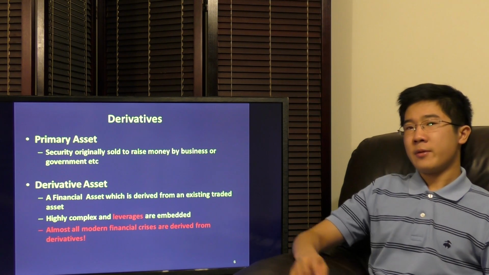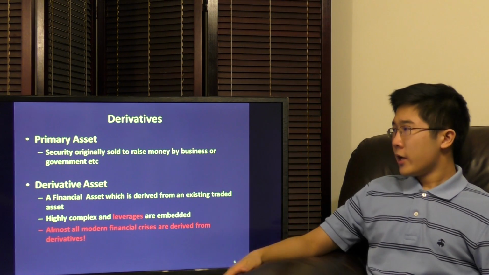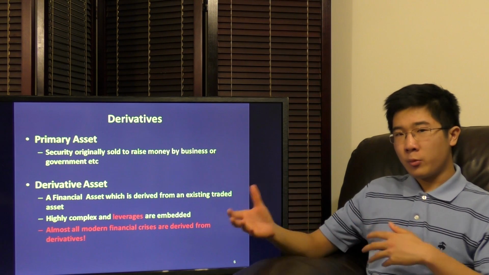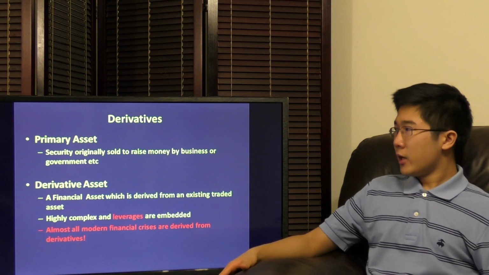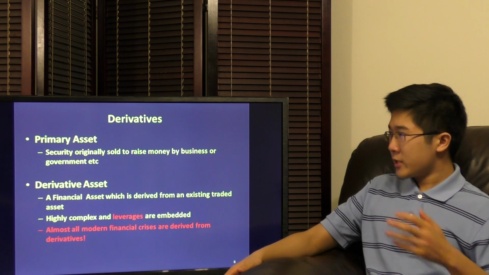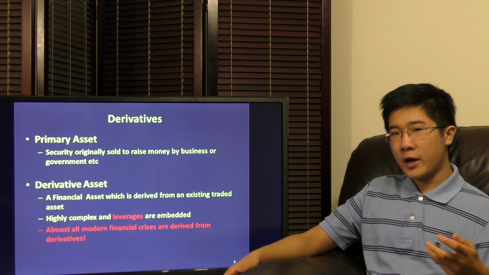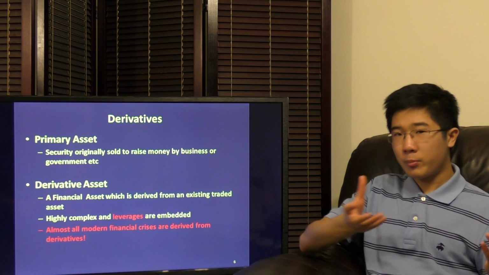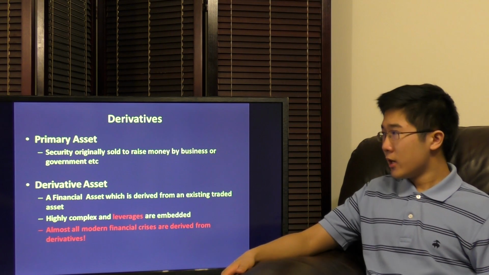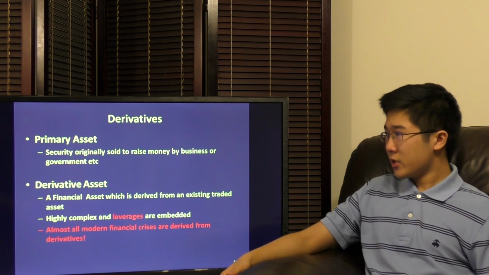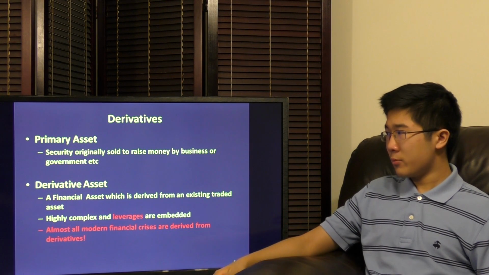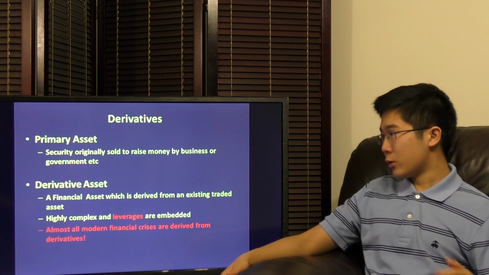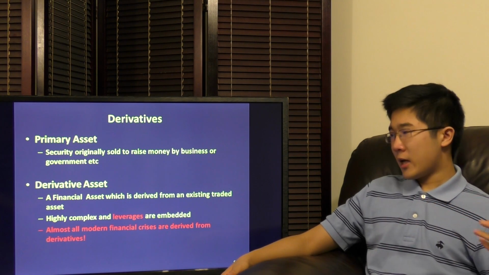And lastly, and most volatile of them all, is derivatives. Derivatives are based off of an asset, commonly an equity asset. Since assets such as equity can already be quite volatile, you can imagine derivatives are even more volatile since they're based off a potentially already volatile asset. Derivatives are based off of a primary asset, such as a security originally sold to raise money by a business, government, etc. A derivative's value is derived from an already existing trading asset.